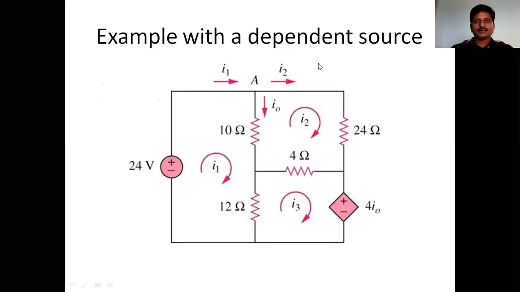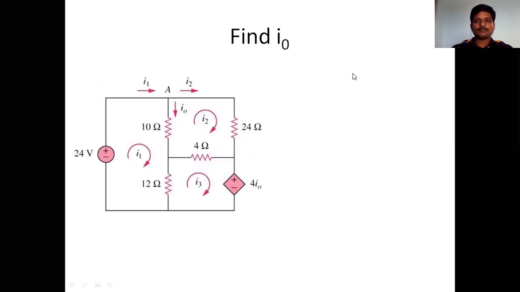Next, now let us take a little bit more difficult problem. Here we are taking a dependent source. Now let us start the problem. You have to find the value of I naught here. So that is the goal. Now applying KVL for loop 1.